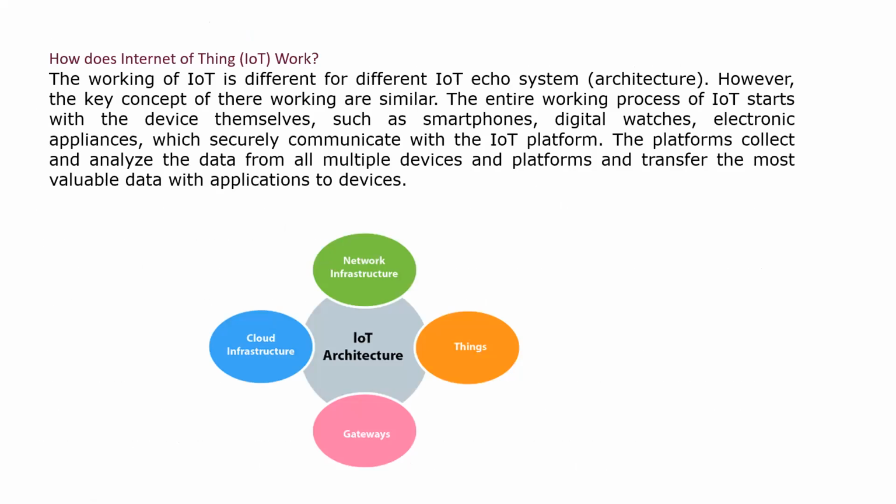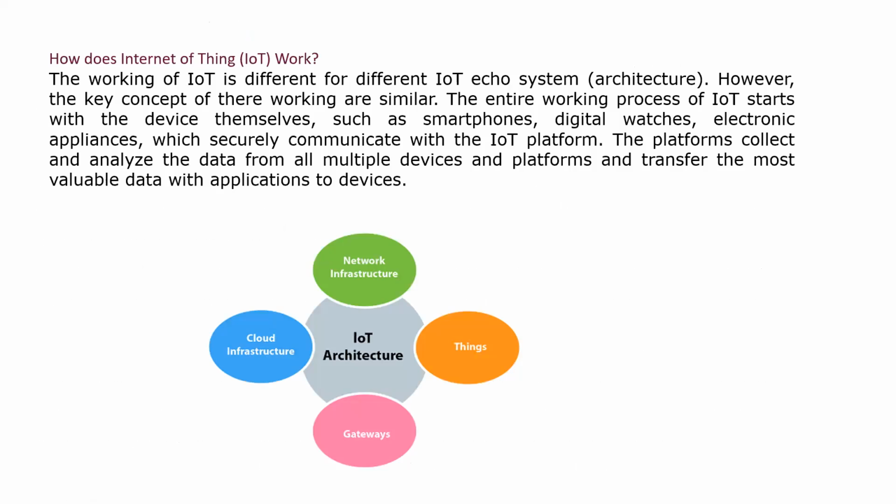Okay, so actually this application layer provides the mechanism to represent the data information for the user in an understandable way. So that is what is provided here. Okay, now let us see how this Internet of Things works.